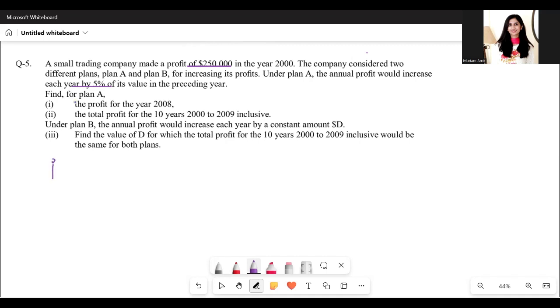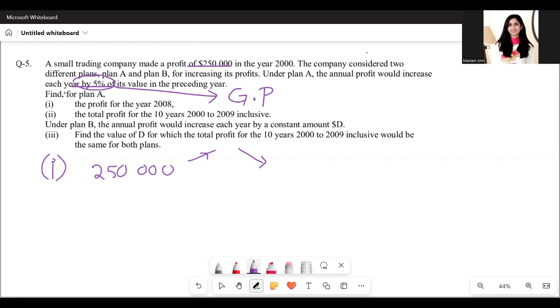Okay, let's break this question down. We know that the profit for the first year, which is year 2000, is 250,000. Next, they're saying that each year the profit increases by 5%. Now you need to remember this: if it is a 5% increase, 10% increase, 8% increase every year, it's always a question on GP. It's a geometric progression question because you're multiplying something with this value to get the next value.